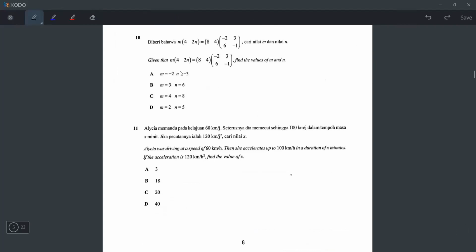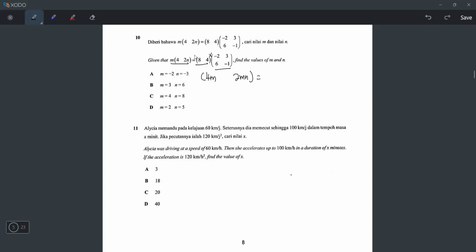Let's continue with number 10. Given that this equals to this times this, find the values of M and N. So I think this one you have to use the comparison method. But first you have to do the left side and do the right hand side until both sides cannot do anything. So now the left side can do, you can darab masuk, so it becomes what? 4 times M is 4M, 2N times M is 2MN. And the right side also you can do, and there's nothing in between, means this is a times relation.